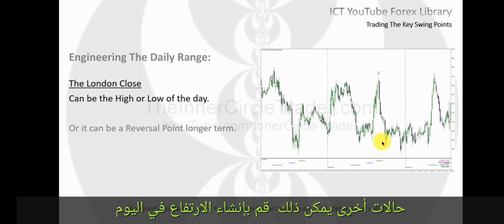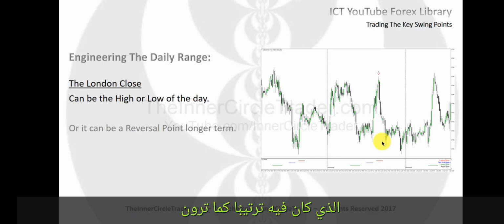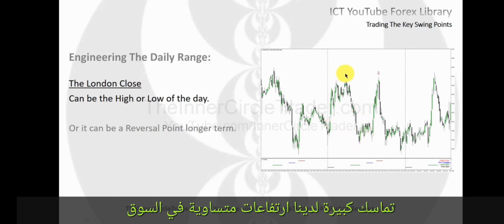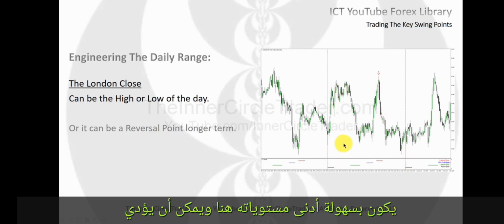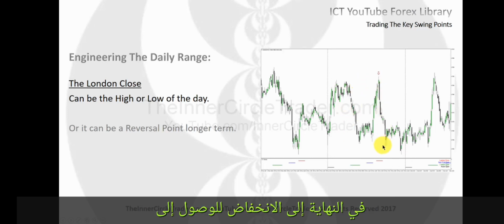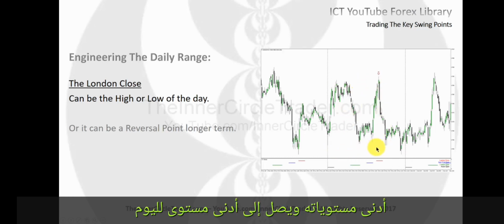Other instances, it can create the high of the day when it's been range bound. As you can see here, the market was in a large consolidation. We had equal highs. Market runs up during London close, takes those highs and creates the actual high of the day and trades lower. This could be done in reverse. This could have easily been equal lows down here, and it could have eventually driven down to get the equal lows and make the low of the day.